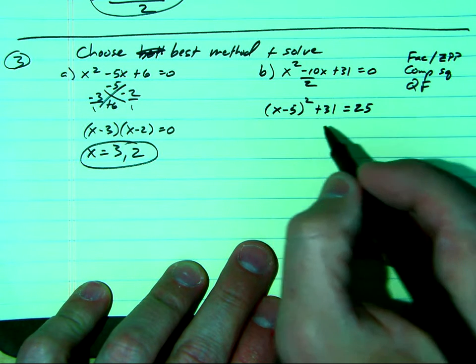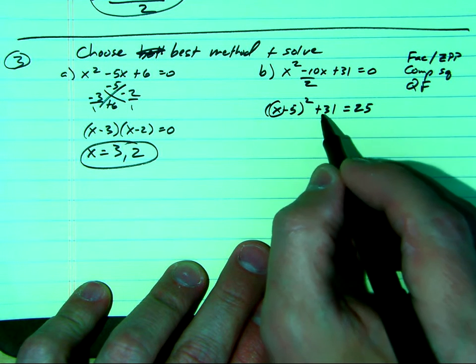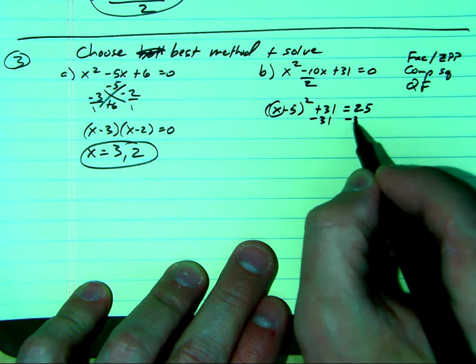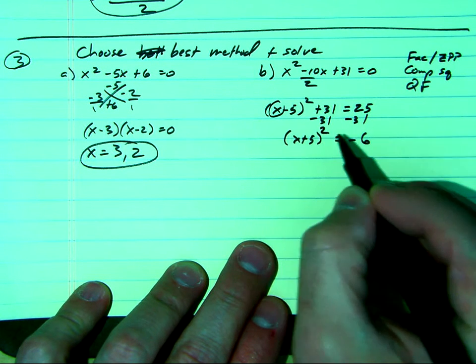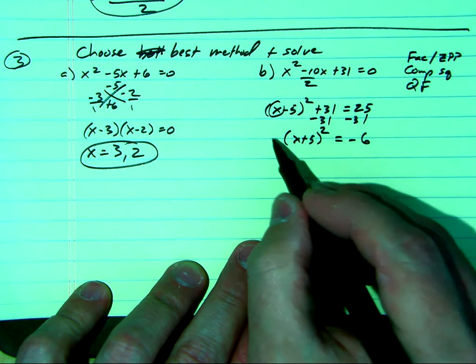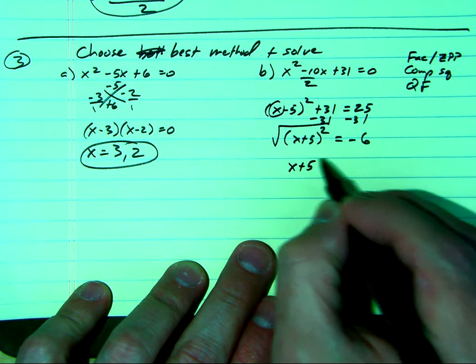But now, because we're solving, we need to get everything on the other side away from the x. So first we start by subtracting 31. That gives us negative 6 over here. And the whole reason we complete the square is so we can take the square root of this binomial squared and the x minus 5 drops out.